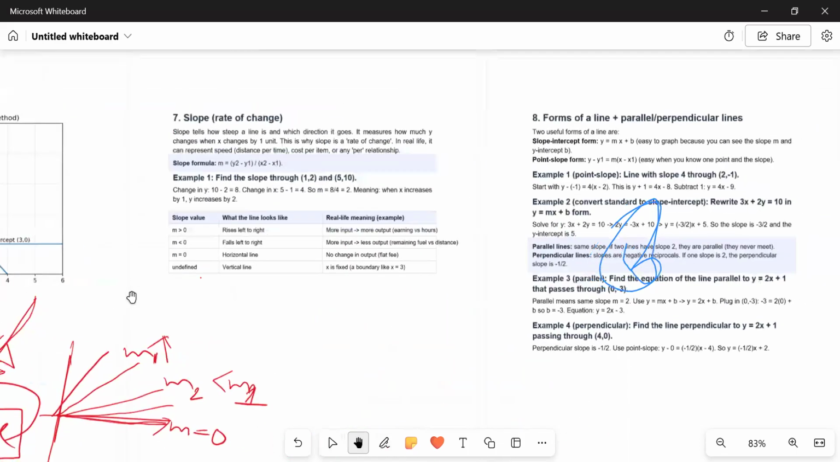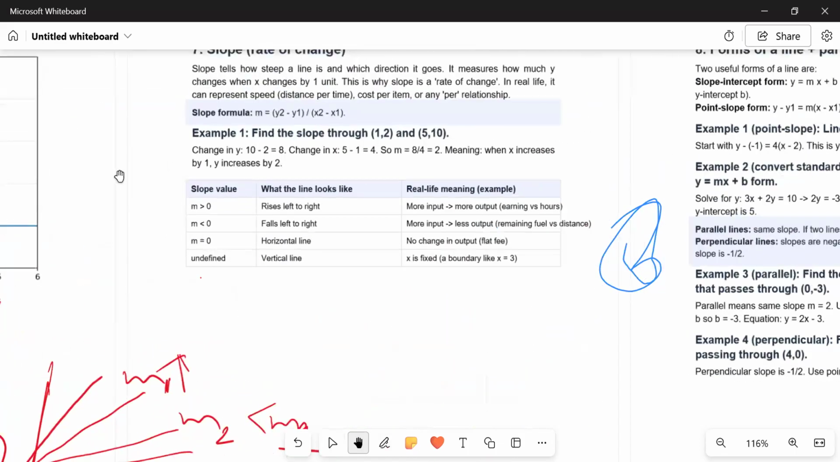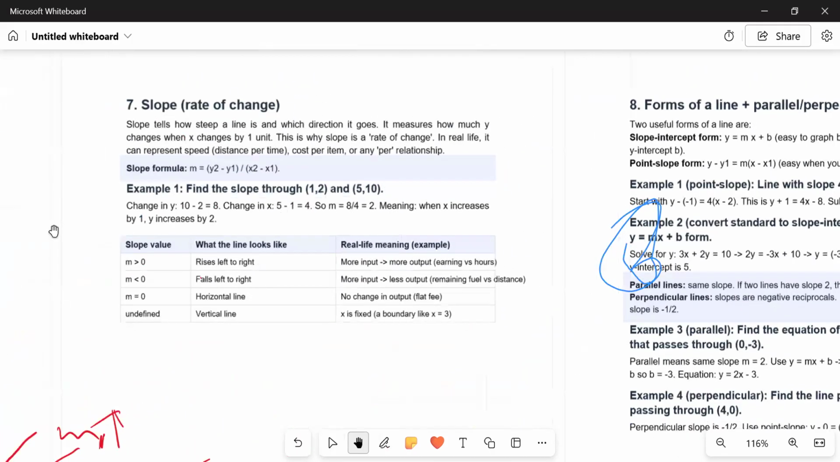Now, we are all aware of what a slope is. Still, let us read it a bit. Slopes tell you how steep a line is and which direction it goes. Definitely, because if the slope is positive, it's going to be like this. If a slope is negative, it's going to be like this. Depending on the value of c or b, whichever you say, the constant, if the slope is negative, it's going to be like either this. You get my point, right?